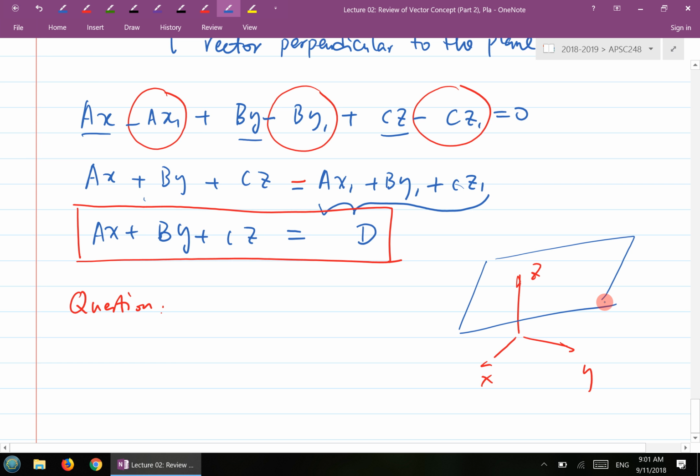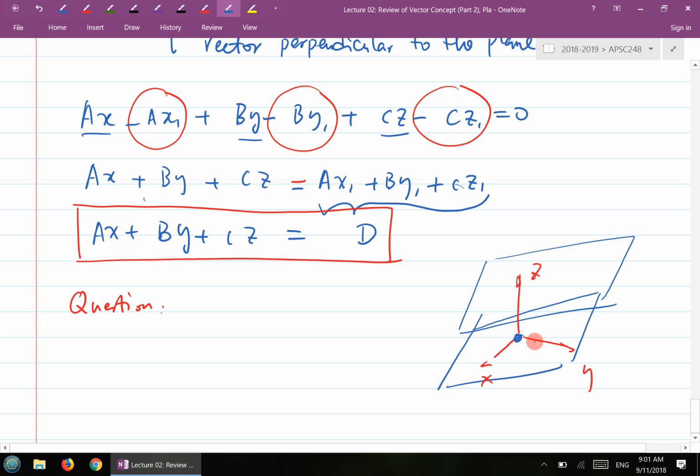However, there is one type of plane, right? That plane will pass through the origin. Not all planes pass through the origin, right? But there's one plane passing through, and then there are infinite. So you can imagine if you tilt it here and there, there will be an infinite number of planes passing through the origin.